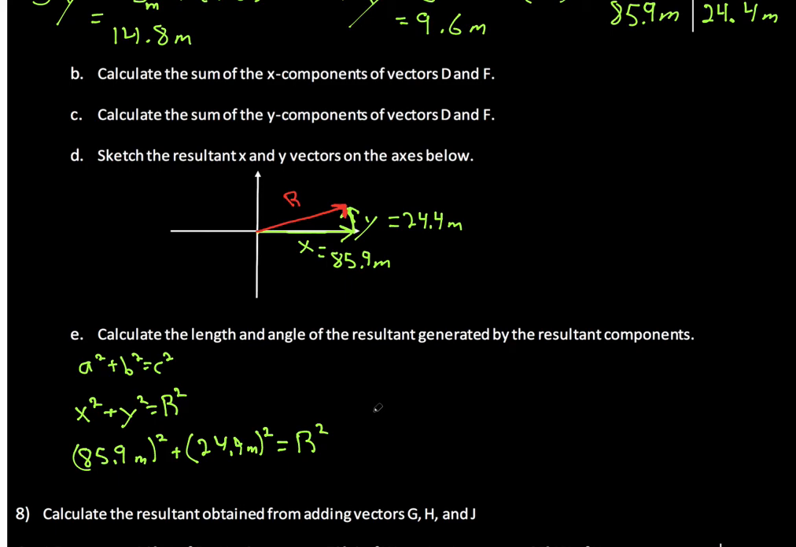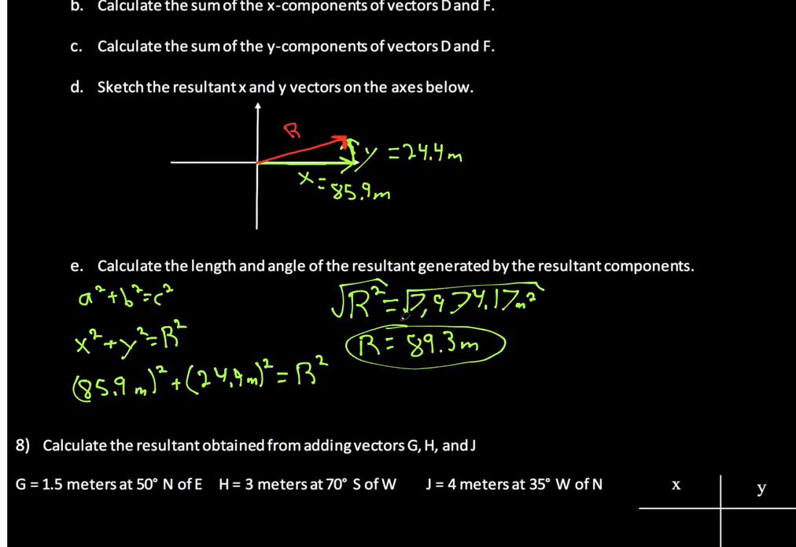So let's see what I get when I do that. 85.9 squared plus 24.4 squared. So that gets me that r squared, remember it's still r squared, equals 7,974.17. And now I need to take the square root, that's meters squared, the square root of this to get r, the magnitude of r. So the square root of that, I get to be right around 89.3 meters. So that is my resultant magnitude.